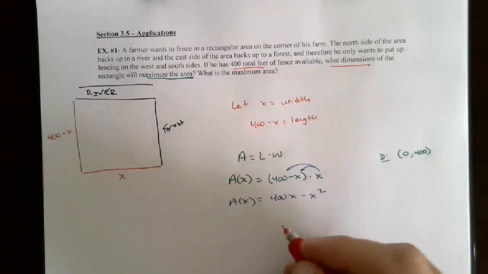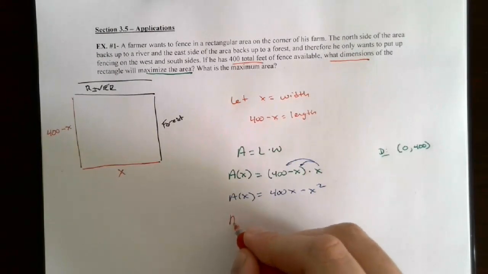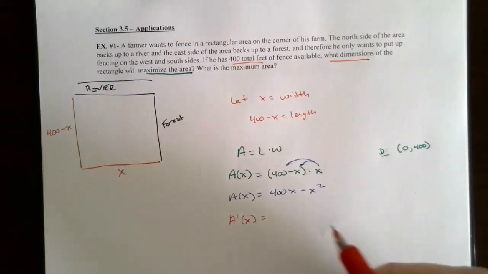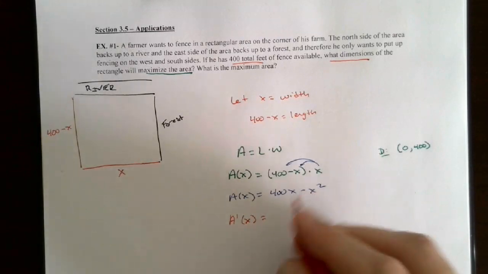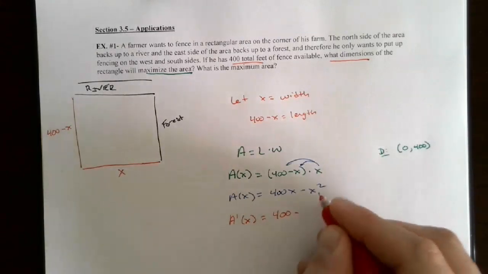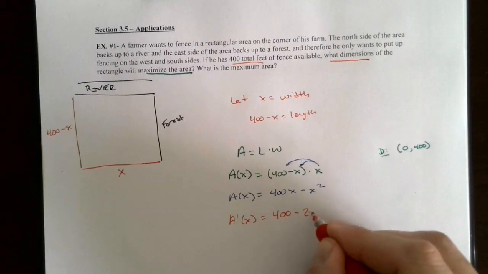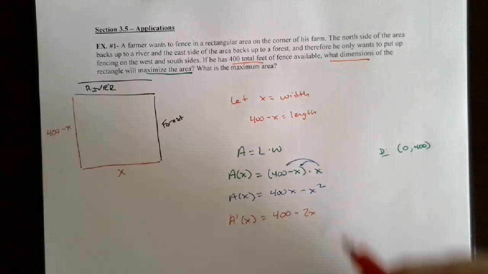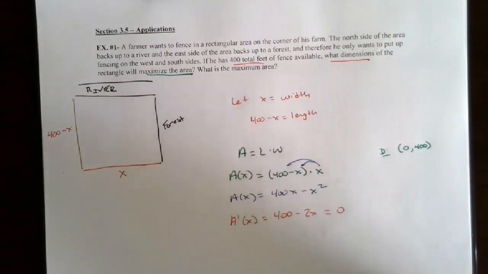So to find critical values here, we're going to take the first derivative, A prime of x. It's equal to the derivative of 400x, which is just 400, minus the derivative of x squared, which makes this minus 2x. To find critical values, remember, you set this equal to 0, so you set the first derivative equal to 0 or find where it's undefined. In this case, it's not undefined anywhere for real values of x, so we're okay.